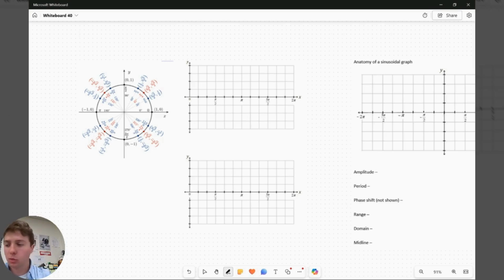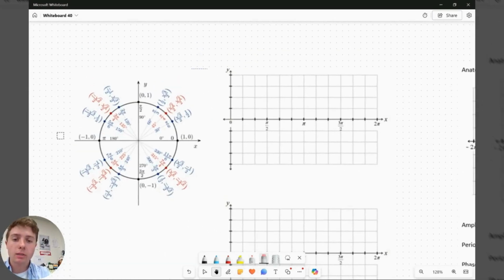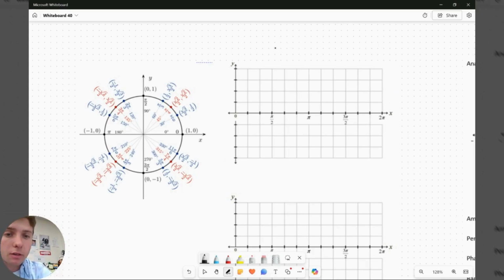Today we're going to be looking at 3.4. This is all about trigonometric functions and their graphs. Today we're going to be talking about just two functions. We will be analyzing first a cosine function, and then we will be getting into a sine function.